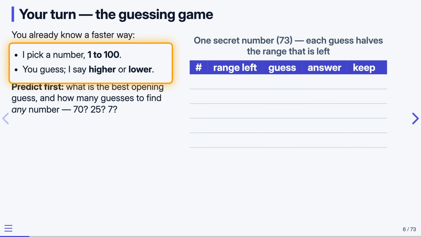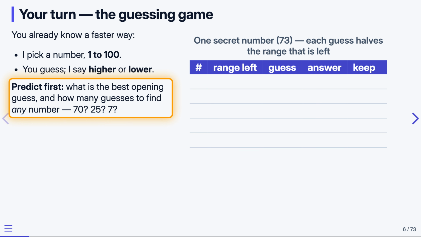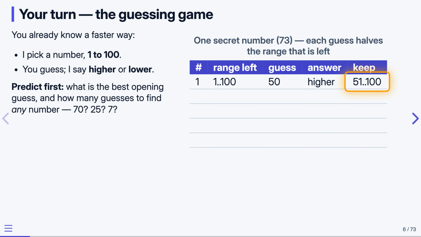Let's play a quick game. I pick a number from 1 to 100. You guess a number, and I tell you higher or lower. Before we start, make a real guess of your own. What is the best first number to try? And how many guesses do you need to find any number? Is it 70, 25, or 7? Pause and decide. Here is my secret number, 73, and here is how the game runs.